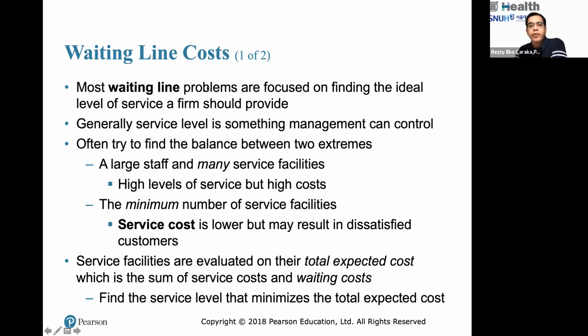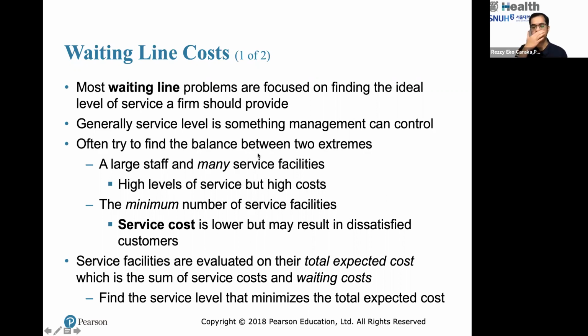About the waiting line cost, most waiting line problems are focused on finding the ideal level of service a firm should provide. I already explained this, so we have to make sure the simulation is in steady state. Second, the service level is something management can control. So if we can control it, we have to maximize the benefit and also minimize the risk, and often try to find the balance between the two extremes.